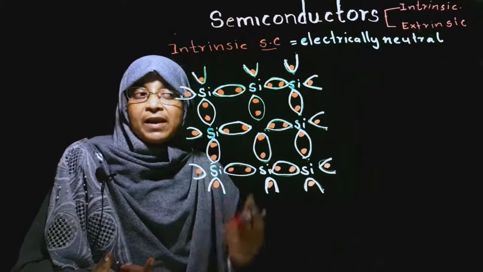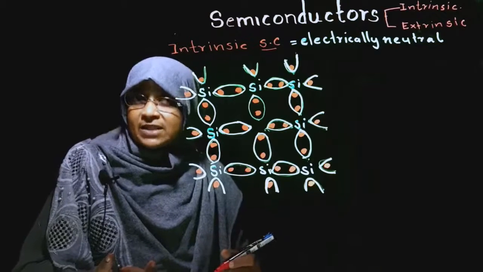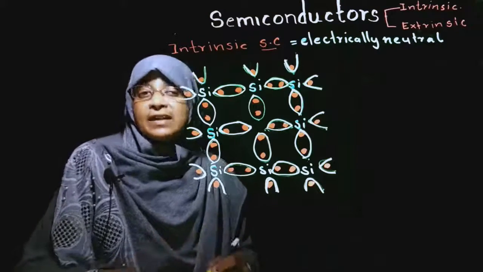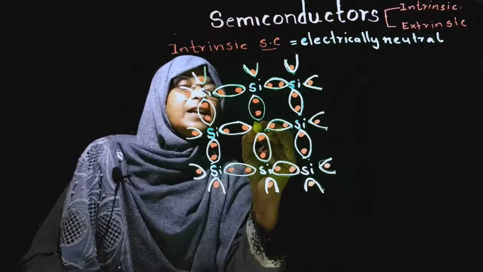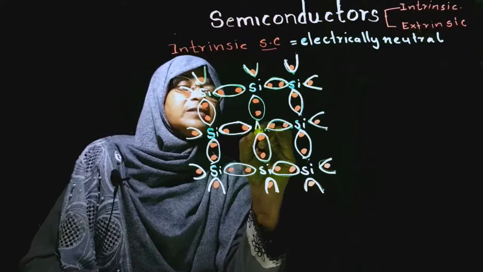I will explain how an N-type is formed. An arsenic atom is going to mix with this silicon. So, we can take an arsenic atom here.